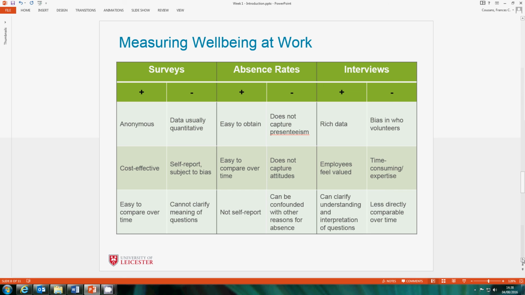Another negative is that given the qualitative nature of the data, findings are generally less comparable over time, and they may differ significantly depending on who was interviewed and at what time.